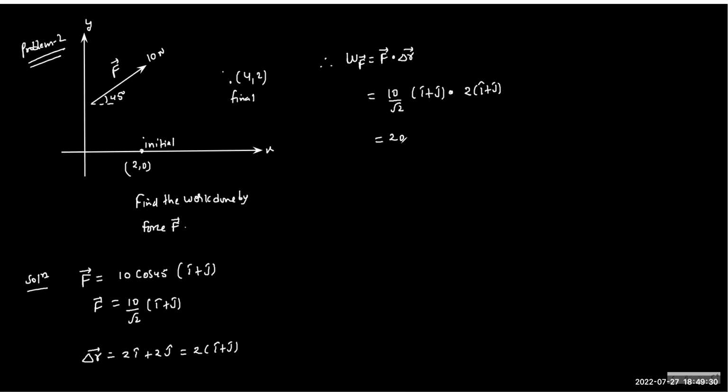This is 20 by root 2. And i dot i is 1, j dot j is 1. So we get 1 plus 1. So how much did we get as the answer? 40 by root 2, which is 20 root 2. Let's say this is in joules, since it is in meters. Is this clear, guys? Why it is the answer? This is not very difficult. Or are you finding this difficult?